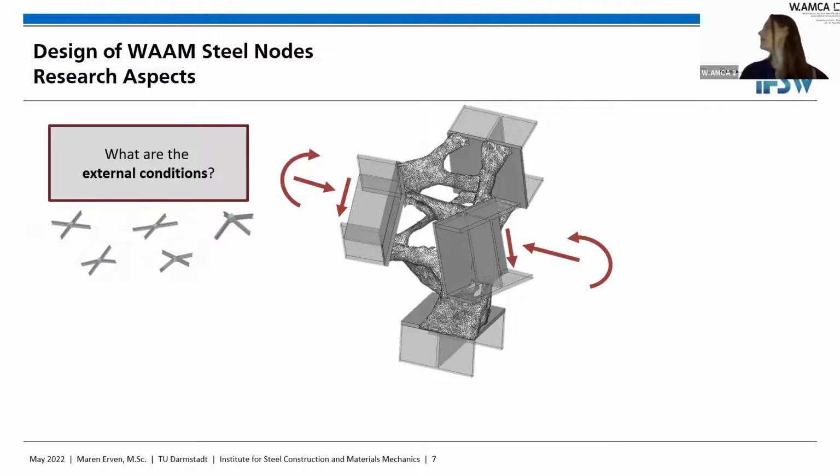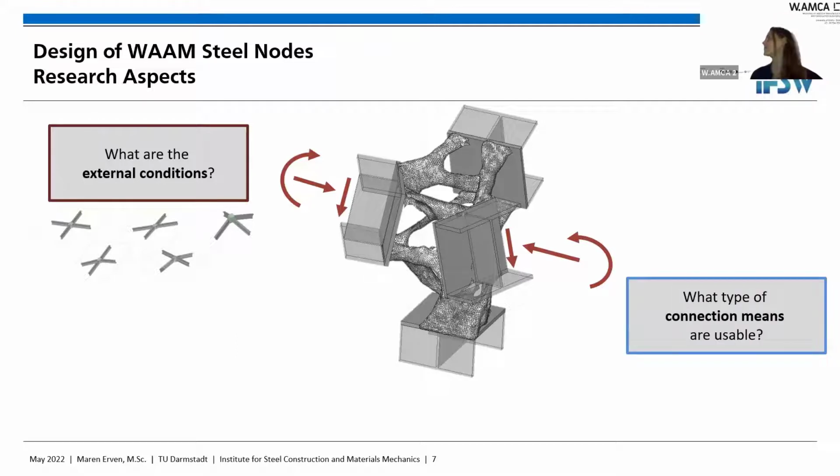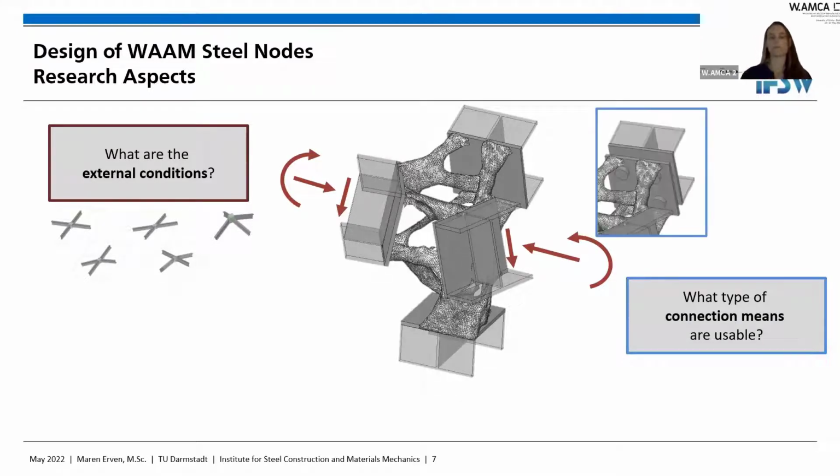The next thing is what type of connections are usable. Here I have just put the beams on it and printed directly onto it. But when we want to use it later, we need connection points where we can apply our 3D printed node. Here's a head plate, but this head plate isn't so good. This normal type of head plate is, for material reasons, maybe not the best way to do it.